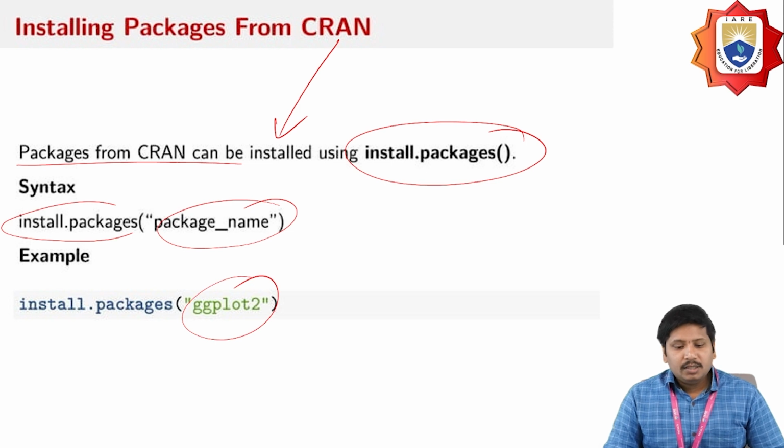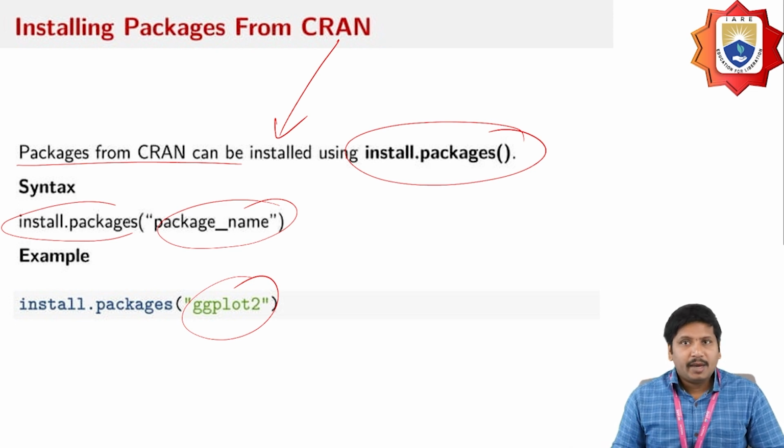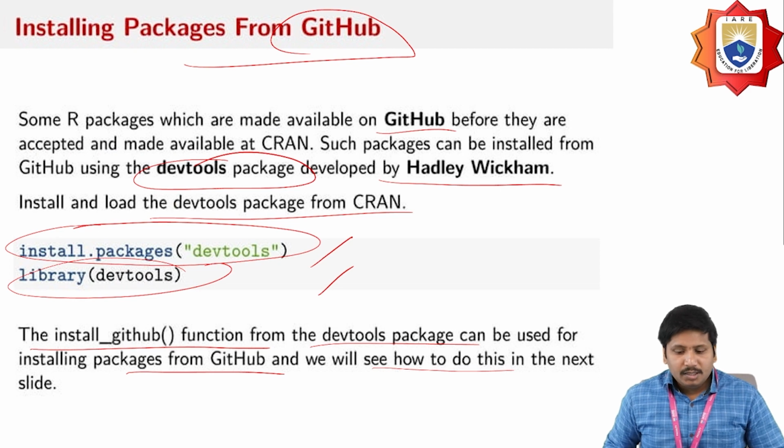And next one is installing packages from CRAN. We can install packages from CRAN by making use of a method like install.packages of, and by mentioning this we have to give the package name that is going to be installed from CRAN. And the second one is how we are going to install packages from GitHub.